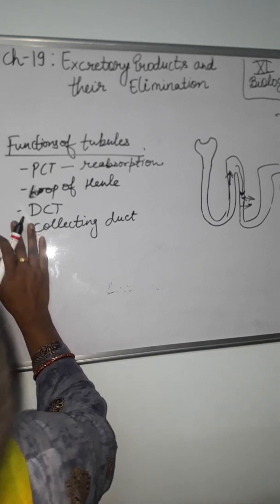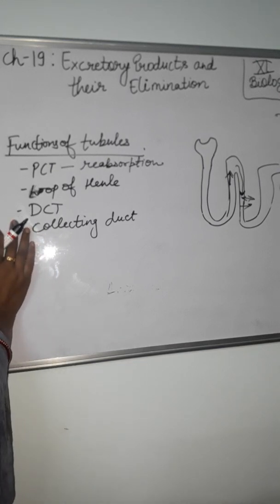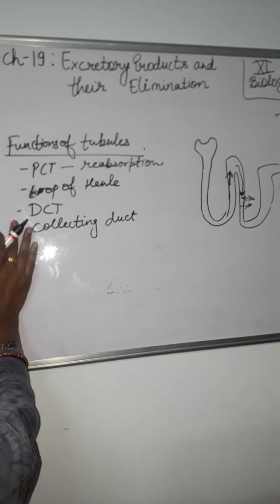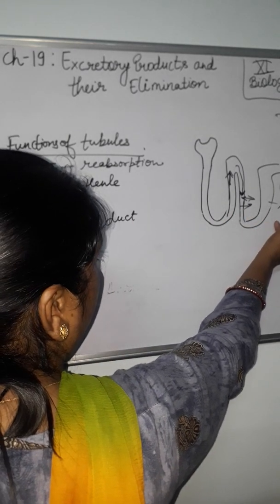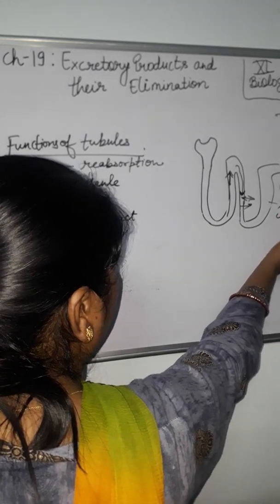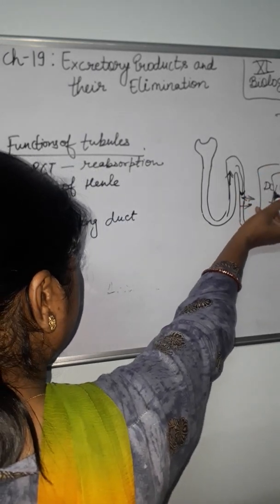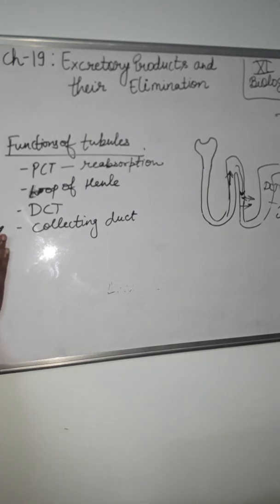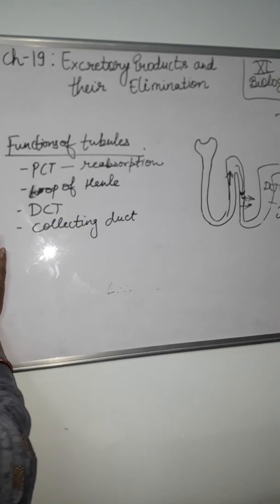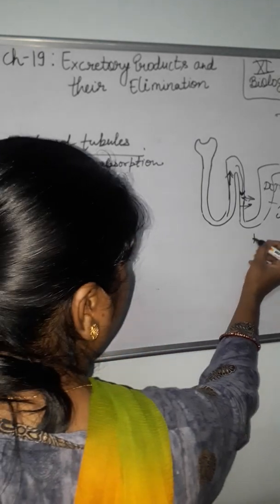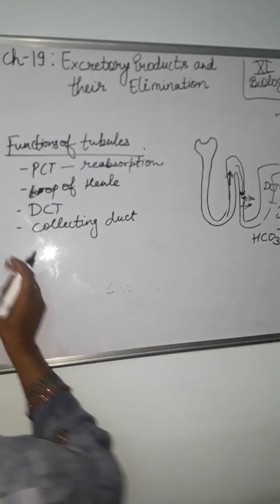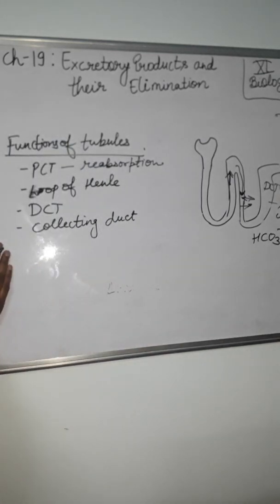Now, next one, that is DCT. Conditional reabsorption of sodium and water take place. Okay, conditional sodium ion और water का absorption होता है in this DCT. This is DCT. Okay, and besides it is also capable of reabsorption of hydrogen carbonate. This is HCO3 minus, hydrogen carbonate, and selective secretion of hydrogen ion and potassium ion and ammonia to maintain the pH and sodium and potassium balance in blood.